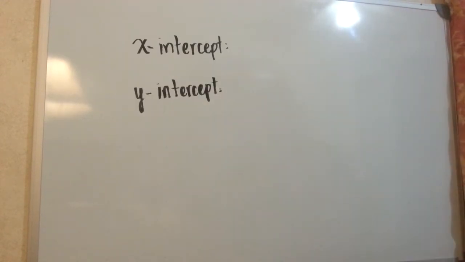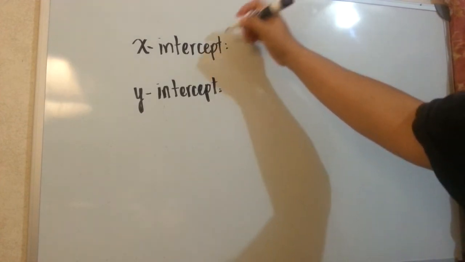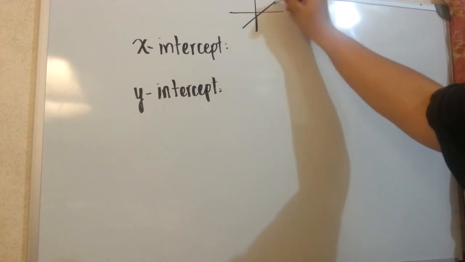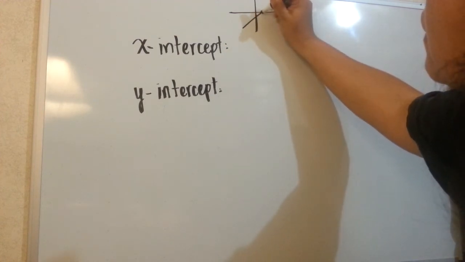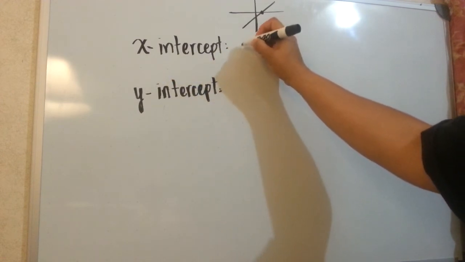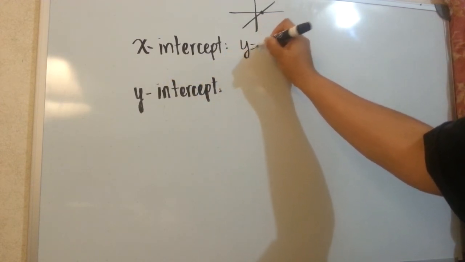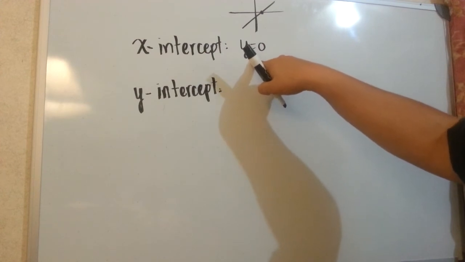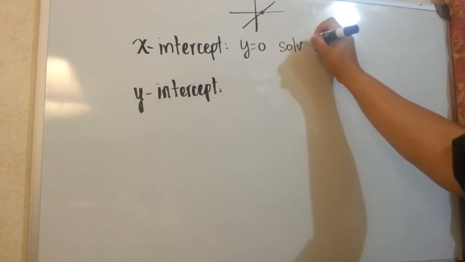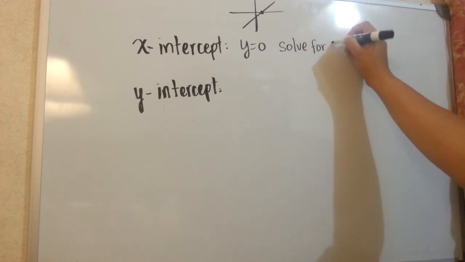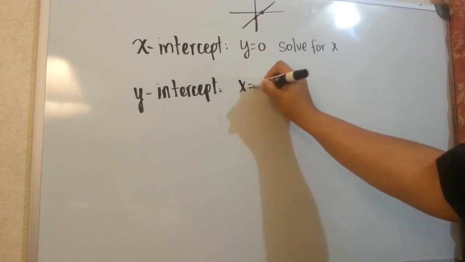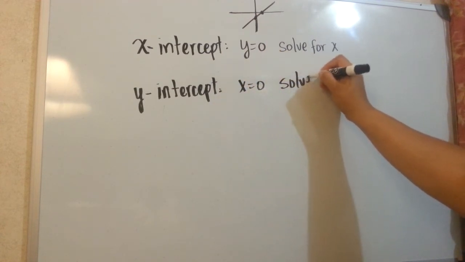Alright, so how do we find the x-intercept and the y-intercept? The question is, when does a graph cross the x-axis? Basically you cross the x-axis when y equals 0. So you're going to plug in y equals 0 and then solve for x. And the y-intercept is when x equals 0 and you're going to solve for y.